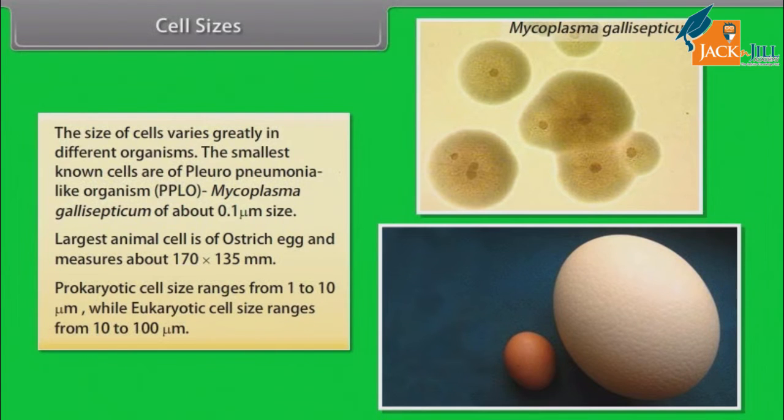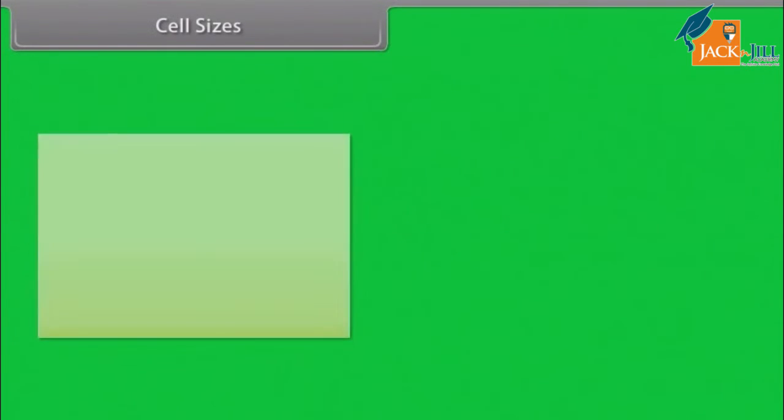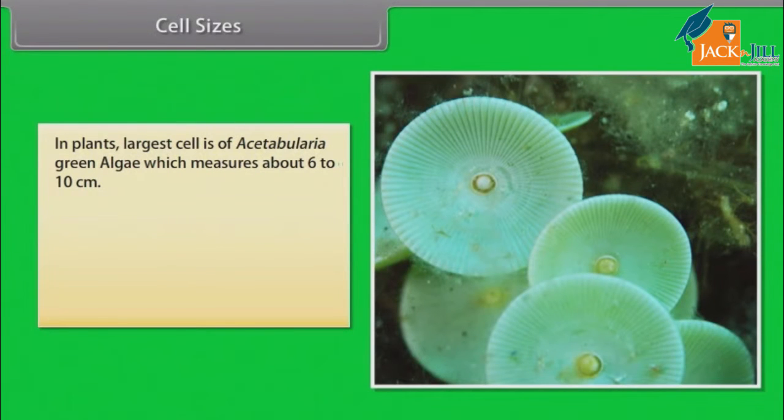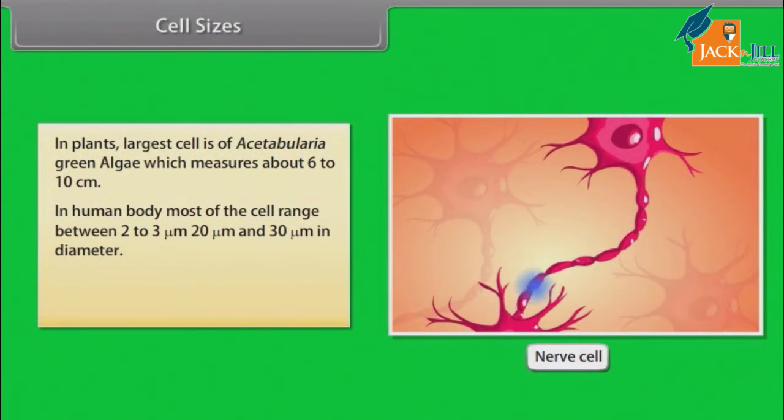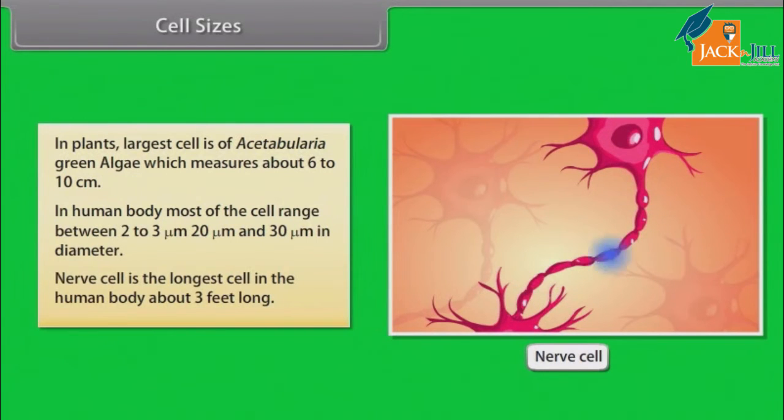Prokaryotic cell size ranges from 1 to 10 micrometer, while eukaryotic cell size ranges from 10 to 100 micrometer. In plants, the largest cell is of Acetabularia, green algae, which measures about 6 to 10 centimeter. In the human body, most of the cells range between 2 to 3 micrometer, 20 micrometer and 30 micrometer in diameter. Nerve cells are the longest cells in the human body, about 3 feet long.